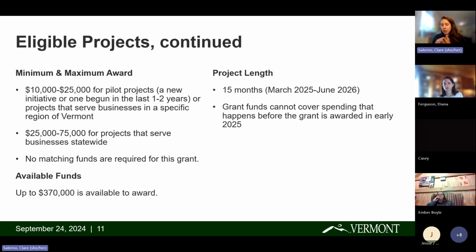So say you're working in the Northeast Kingdom or Southern Vermont, or the Burlington area, whatever it may be, if it's a sub-region of Vermont, we are steering either pilot projects or local regional projects to the $10,000 to $25,000 range. And then if it is a statewide project that is not a pilot project, but an established program, you can apply for a $25,000 to $75,000 range. And there is no matching fund requirement for this grant. And we have a total of about $370,000 available to award.